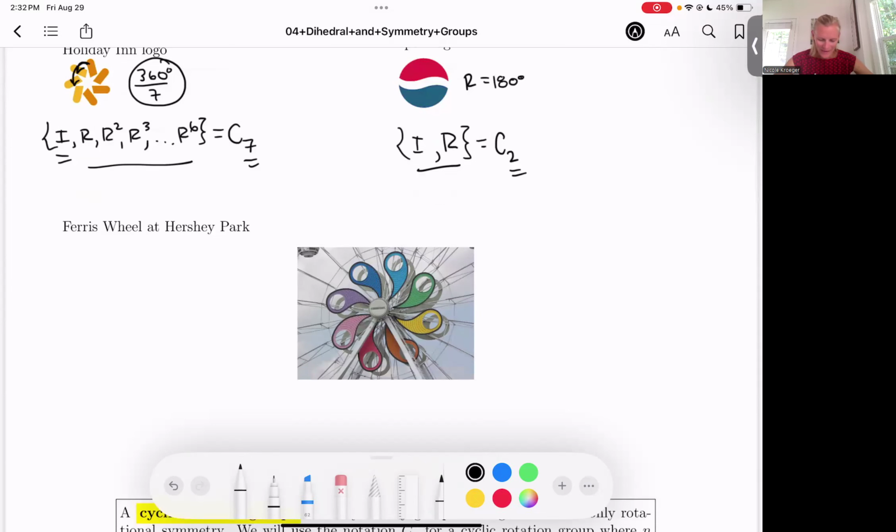We have this Ferris wheel at Hershey Park. If we just look at the main part of it and ignore the blades coming out to the side, we notice that, again, no reflections are going to work here because of the twirly shape of these. And let's see how many rotations we could have. We can have 1, 2, 3, 4, 5, 6, 7, 8. It looks like there are 8 rotations, which should be the number of little blades here.